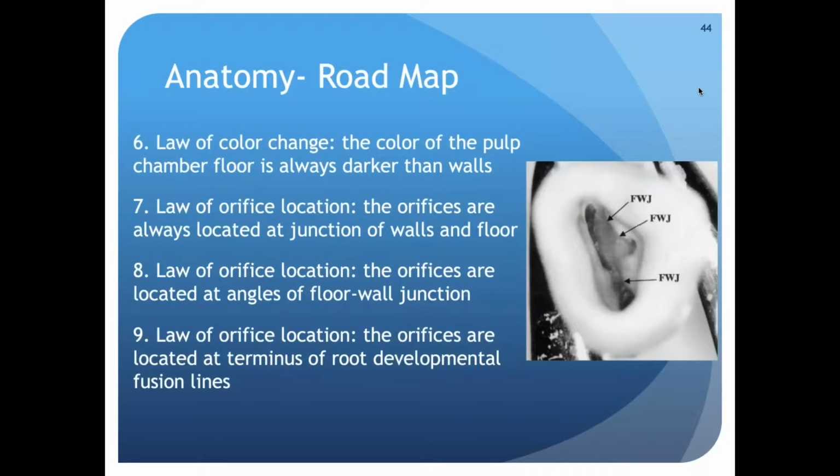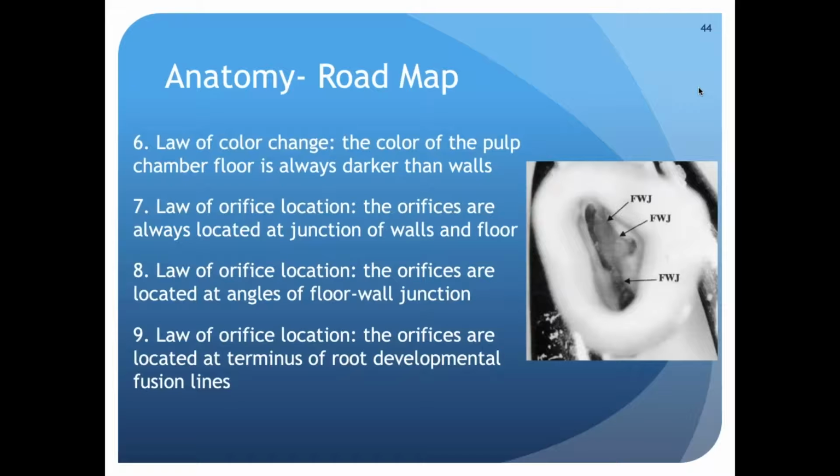So then there's our law of color change. The pulpal floor is always going to be darker than the wall. So if things start getting darker, that's a clue that you're at the floor of the chamber. Your orifices are always going to be located at the junction of a wall and a floor, and that's the FWJ that you see there. That's a floor wall junction.